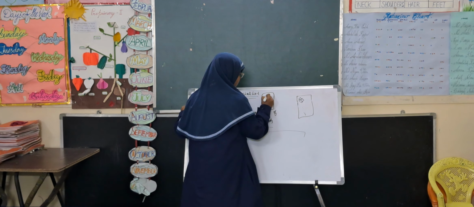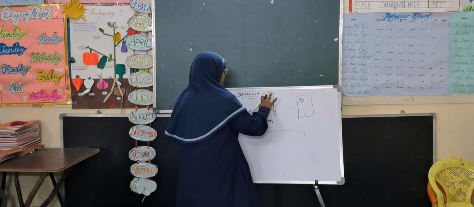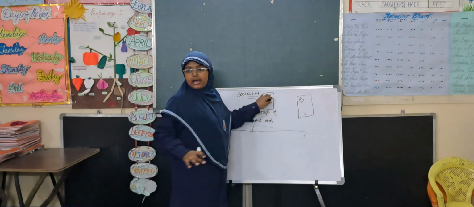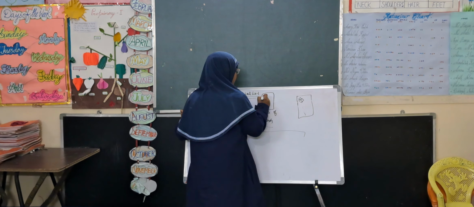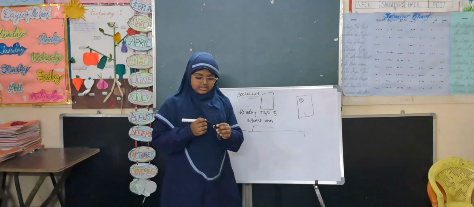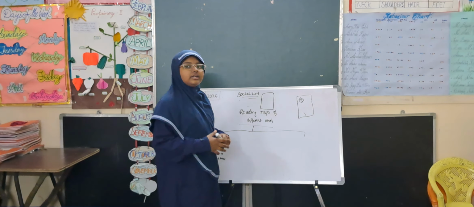This is my church, but if I draw it exactly like how it is, we cannot understand it easily. But if we draw in a symbol type, we can understand it easily. So we can say it as map symbols.